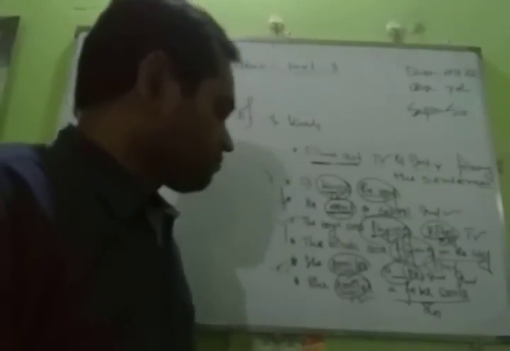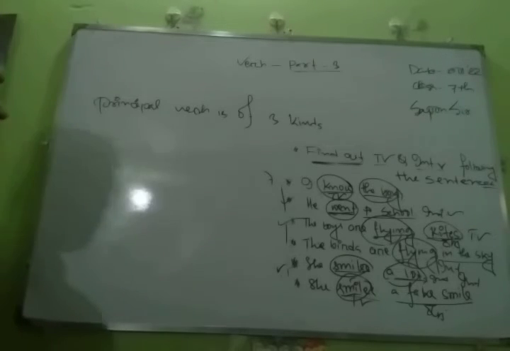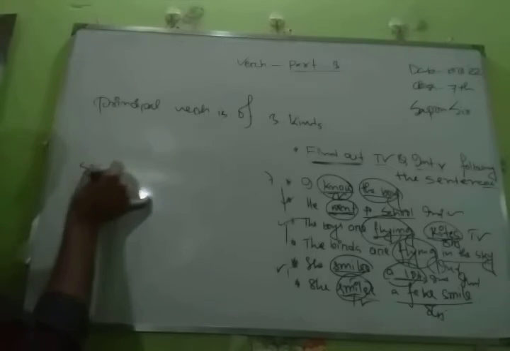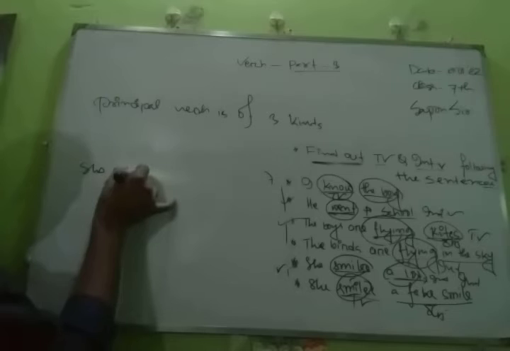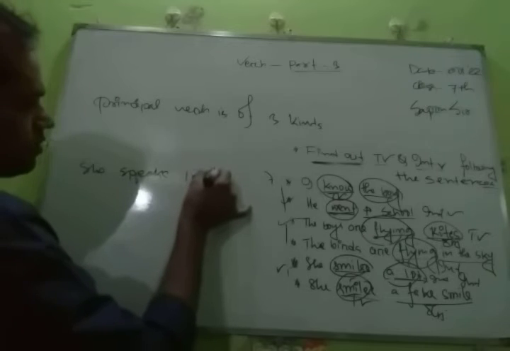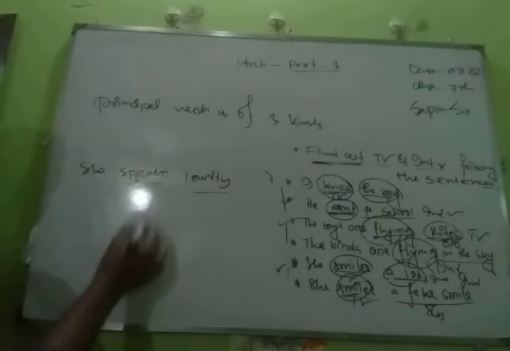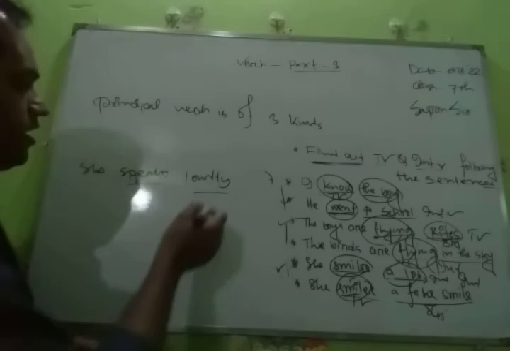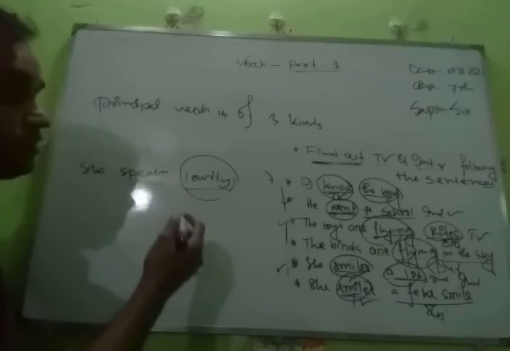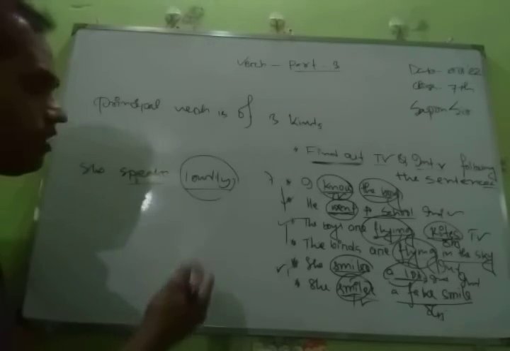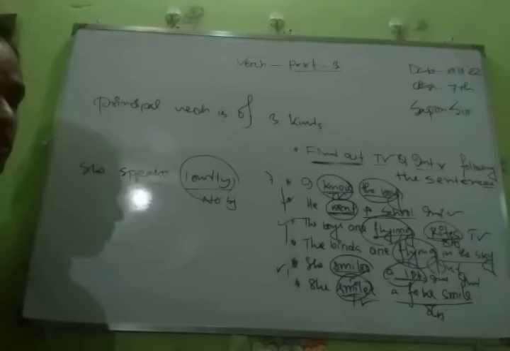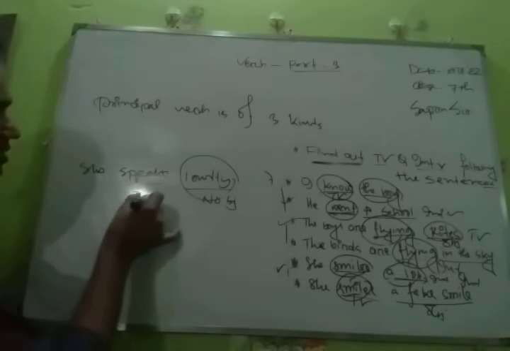Dear learners and viewers, we can also give some examples. She speaks loudly. Speaks what, whom? There is no object. Loudly is called an adverb. No object, that means in the sentence the object is not available. That verb is called the intransitive verb.